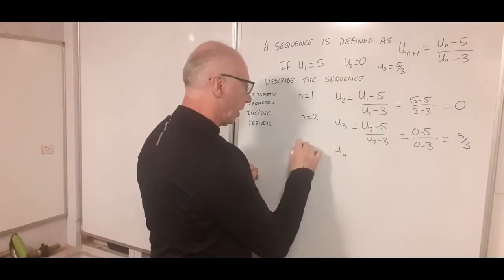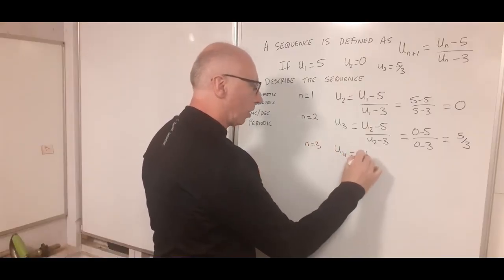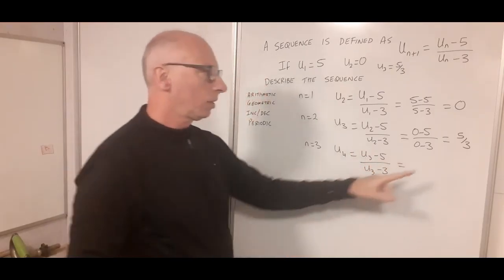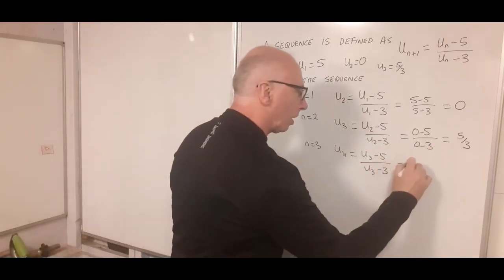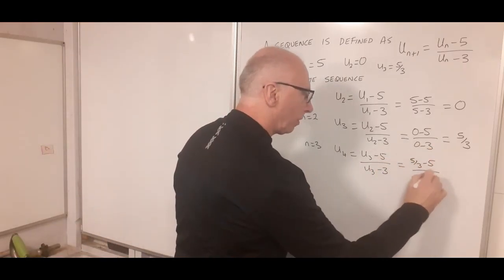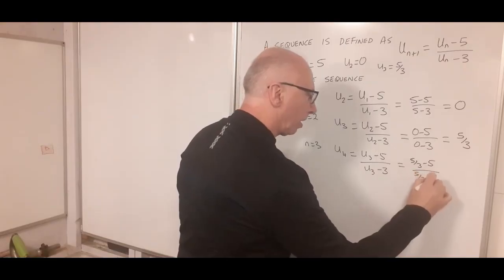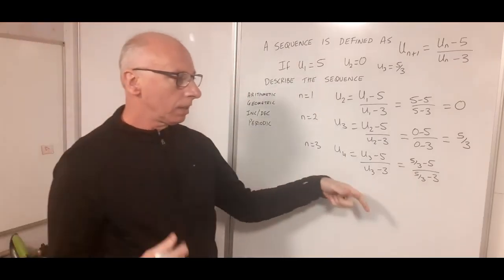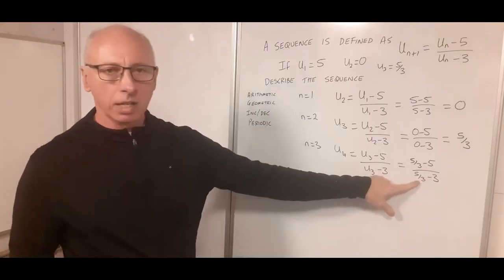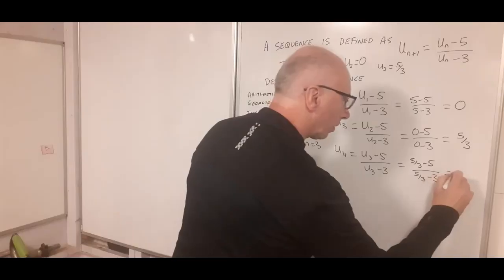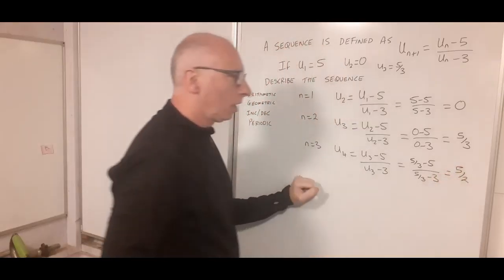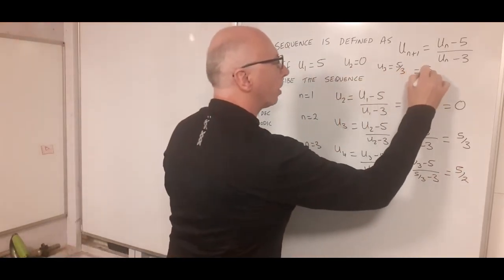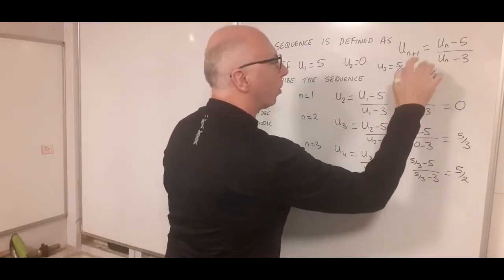So u4, that's when n is 3. So we've got (u3 minus 5) over (u3 minus 3). u3 is 5/3. So 5 over 3 minus 5, over 5 over 3 minus 3. Okay, let's see what that gives us. Now plug it into a calculator if you like. You should get 5 over 2. So we've got 5, 0, 5 over 3, 5 over 2. Sorry, that's u4.